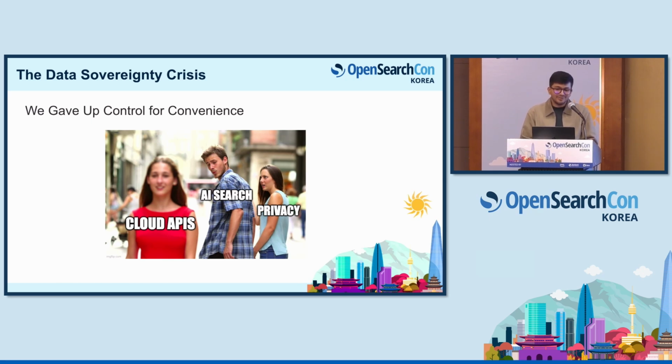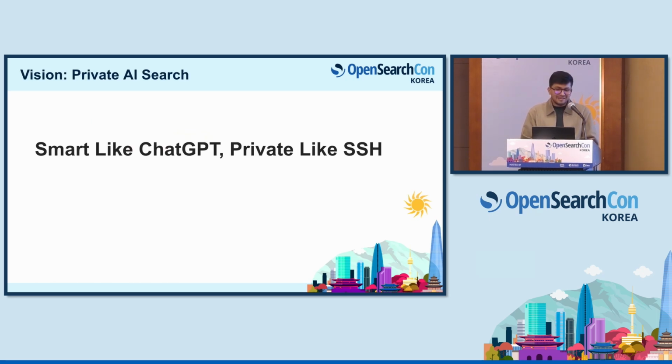So here's a meme on that. We can have something smart like ChatGPT and private like SSH. So that will be your private thing on your own system.